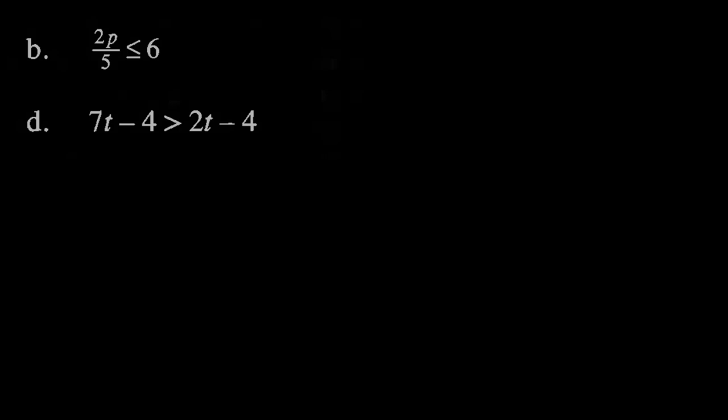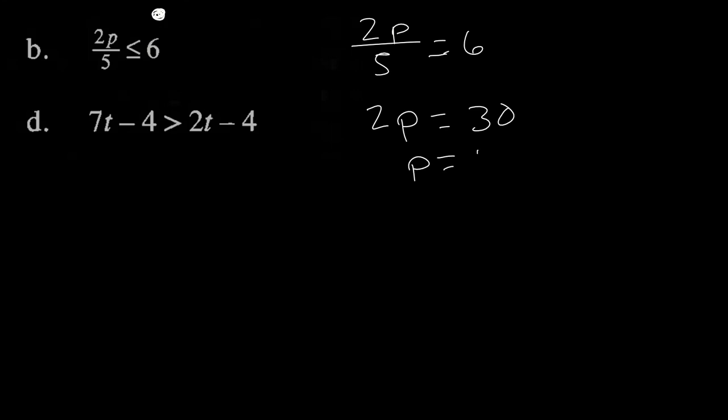All right, let's look at B. So again, find the boundary point first. So I've got 2p over 5 equals 6. This boundary is going to be a solid dot because this is less than or equal to. Therefore 2 times p is equal to 30, and p is the number 15. I multiplied both sides times 5, I got 2p is 30, divide both sides by 2, I get p is 15.